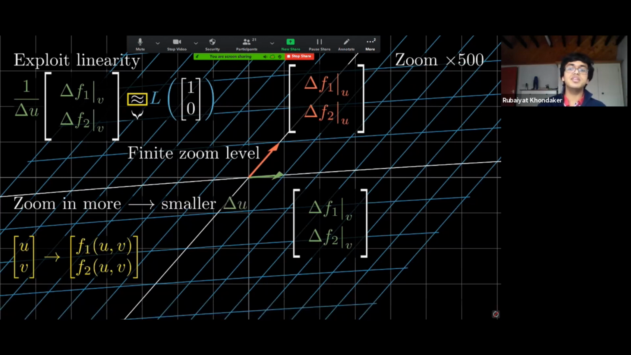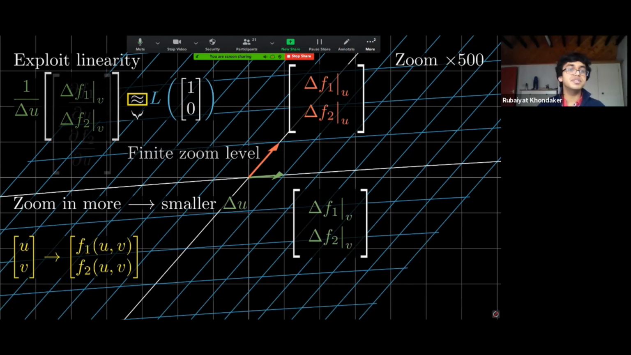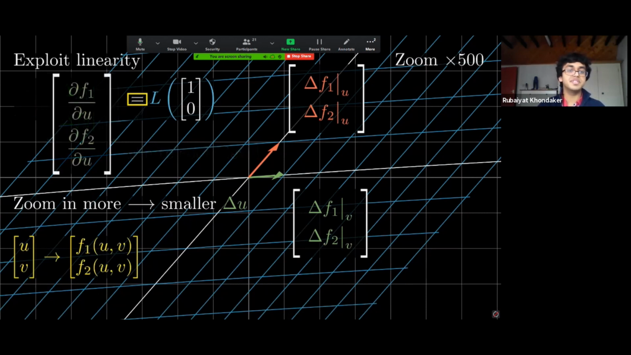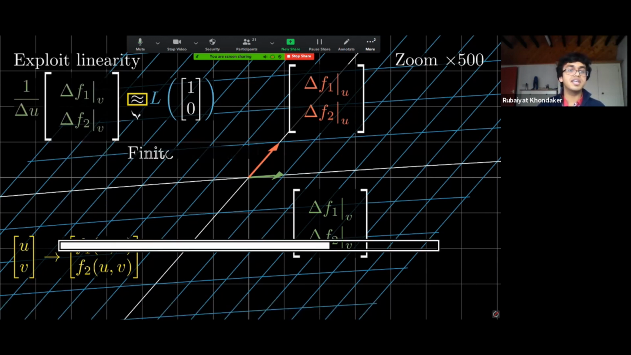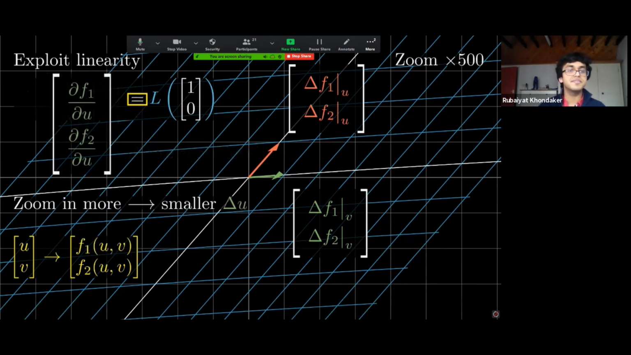So zooming in more, so times 1,000, times a million, times a billion, corresponds to taking smaller and smaller delta u. And as you do that, that approaches this matrix of partial derivatives, partial f1 partial u, and partial f2 partial u. Because that's the change in f1 when holding v constant over the change in u, taking the change in u to 0, that's just a partial derivative. And then it really is an equality, like how before we changed it to differentials to make an equality.